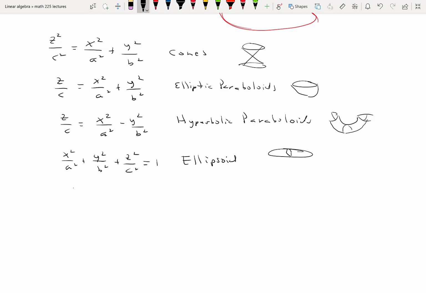Hyperboloid of one sheet, x squared over a squared plus, so same. Oh, look at the forms, they're similar. Ellipsoids. Y squared over b squared minus z squared over c squared equals 1. Hyperboloid of one sheet, one piece.